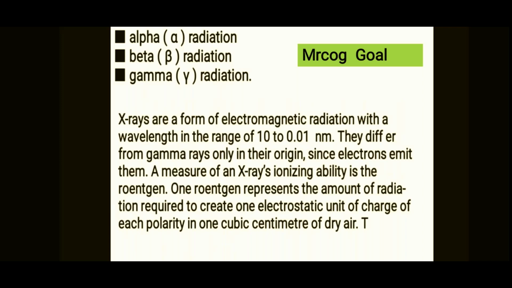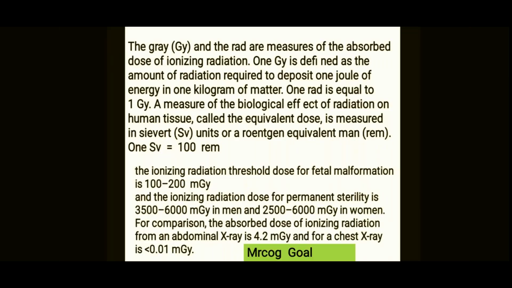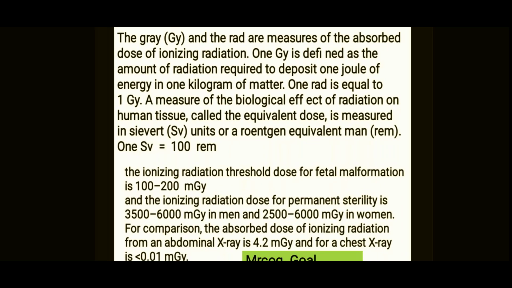One Roentgen represents the amount of radiation required to create one electrostatic unit of charge of each polarity in 1 cubic centimeter of dry air. Okay, just remember this unit. What is gray? The gray and rad are measures of absorbed dose of ionizing radiation. 1 gray is defined as the amount of radiation required to deposit 1 joule of energy in 1 kilogram of matter. 1 gray is equal to 100 rad.